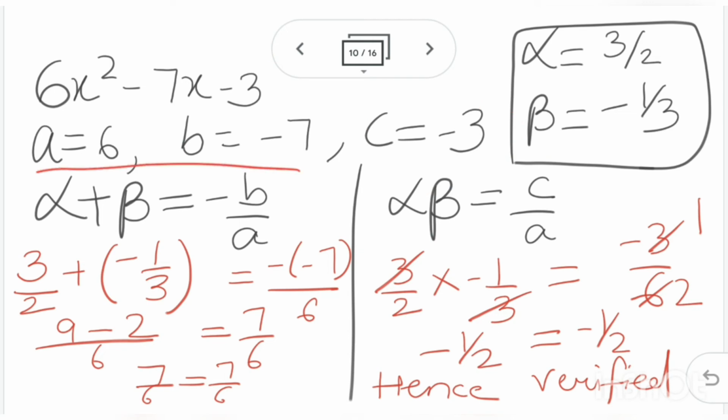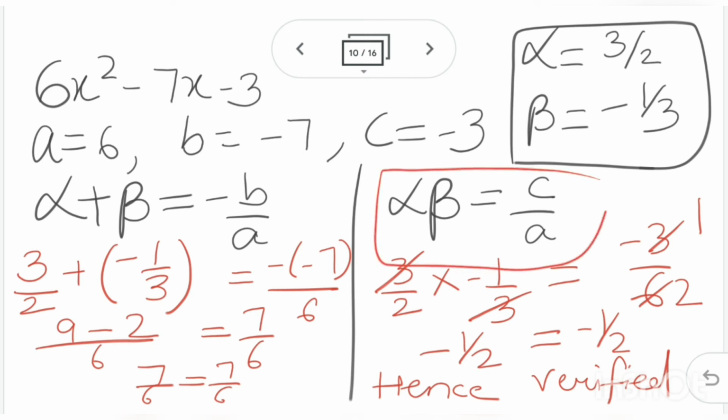Then the formula for the relationship is alpha plus beta equals minus b upon a. Putting in the values of alpha, beta and the coefficients, we can solve them and we will find that the two relations are equal. So you can see the solution here. Similarly, I have proved it for the product of zeros also. So students, this is how we can verify the relationship.